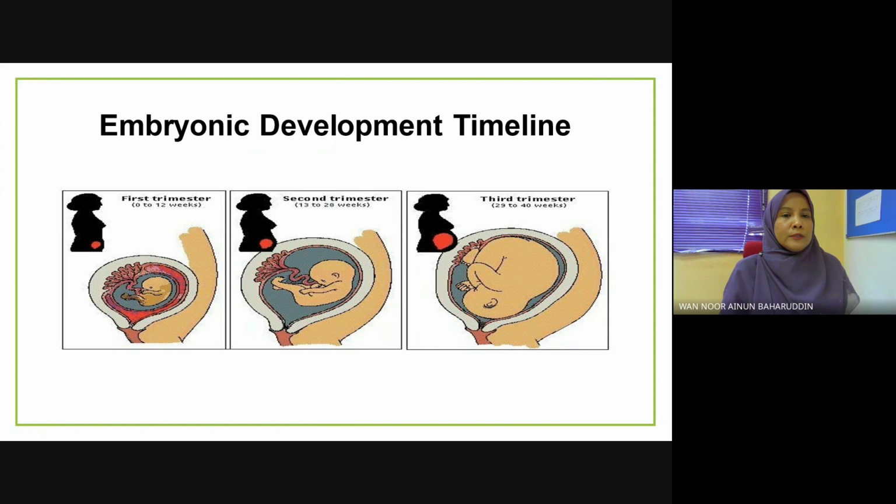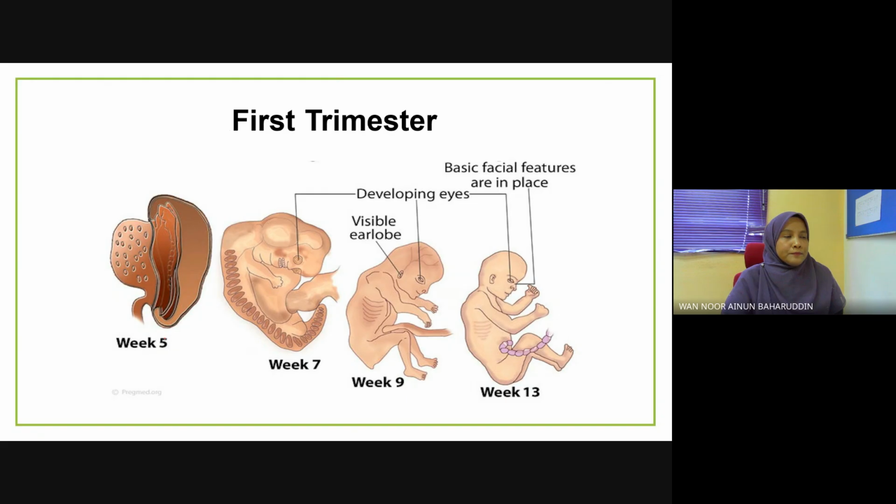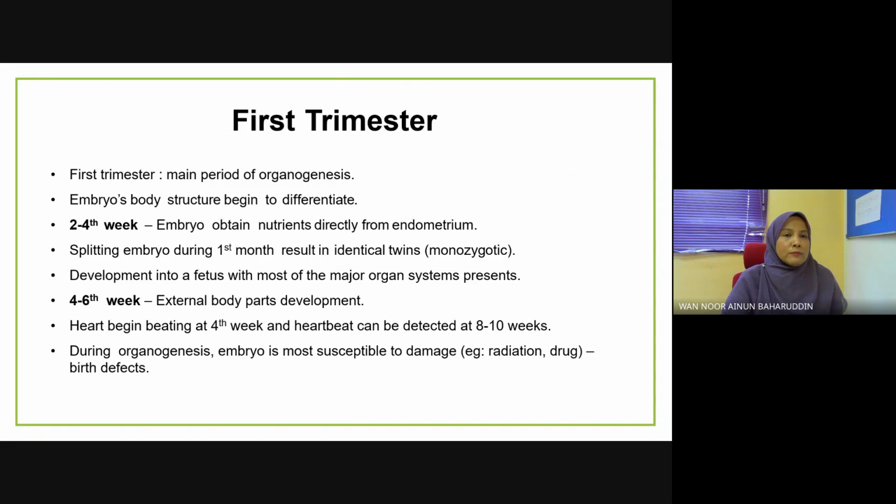This is the same as the timeline, the second trimester, we do have, from which week? Week 0 to 12 we call the first trimester, the second trimester is from 13 to 28 weeks, and the third trimester is from weeks 29 to 40. Go for the first trimester. You see the development starting from week 5, week 7, you can see the formation of eyes and visible eye lobes during week 9, and then you can see basic facial features in the first trimester. You can see the legs, the hands, the mouth already there. So this is the development during the first trimester.